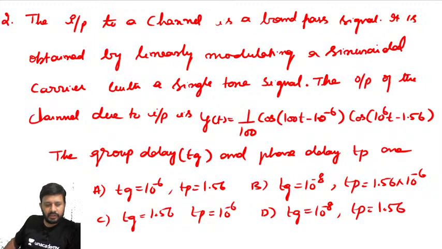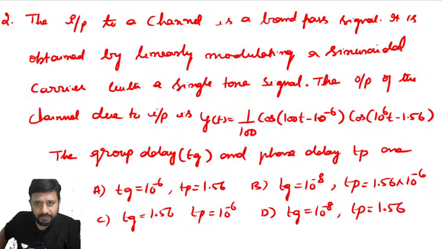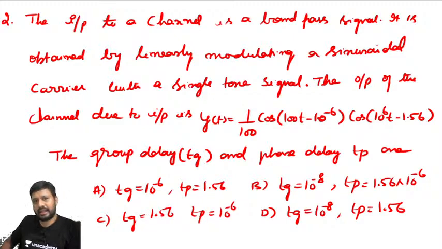See here, he is passing this signal through a channel, and in the signal there is a single tone signal, meaning a signal consisting of a single frequency, and a carrier is also there. Okay, so he is asking us to get the group delay and phase delay.